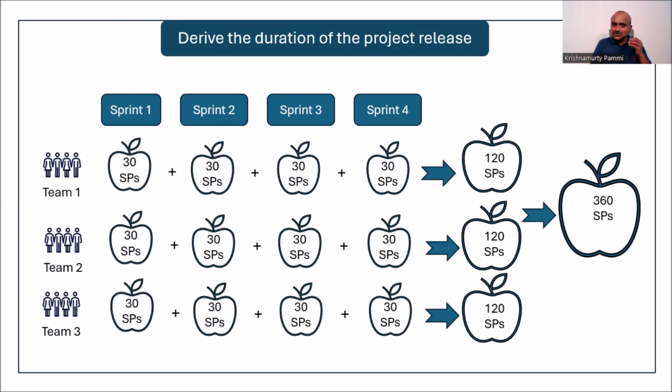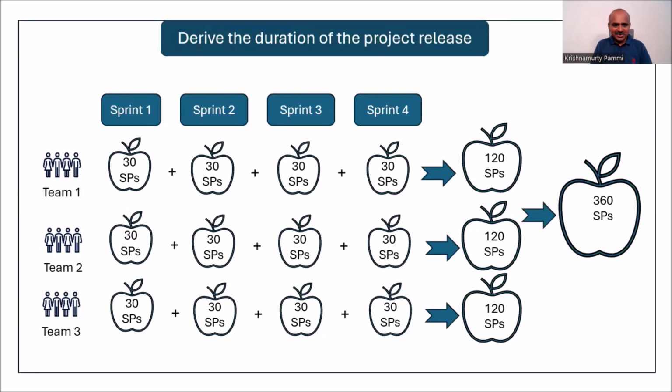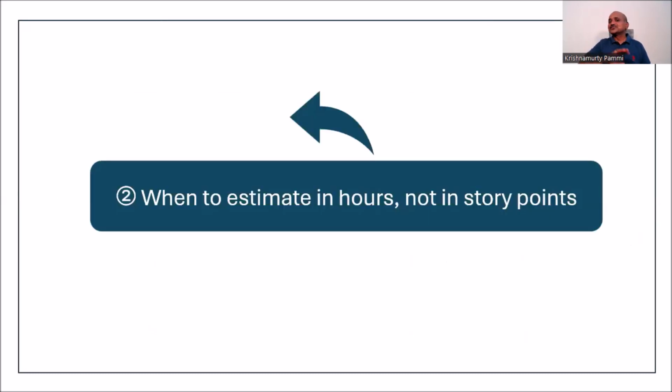So once you estimate in story points, you can predict the project roadmap. You can say how many sprints it will take, how many releases it will take, and how many sprints it takes to deliver your minimum viable product. All those equations will come here. Okay, so now I want to come to the second. I'm flipping now, that's why the arrow symbol is towards the left. When to estimate in hours, not in story points. So far, I've been saying we must estimate in story points, not in hours.